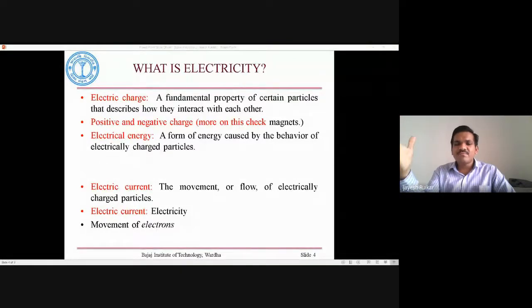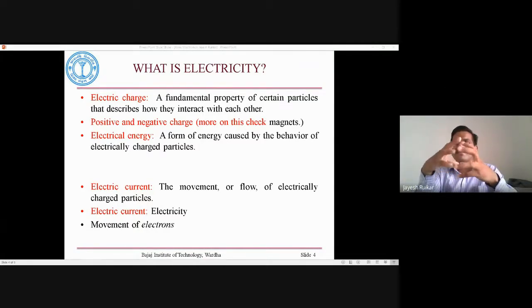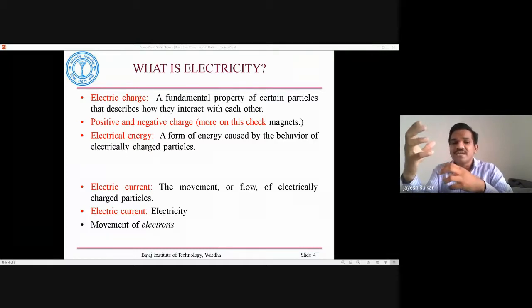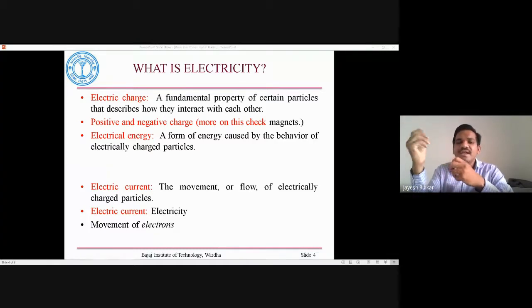So if we have particles of the same type, like positive-positive or negative-negative, they repel each other. Okay, if they are of the same type, like positive-positive, they repel each other. If they are negative-negative, they also repel each other. But if you see particles of opposite type, like positive-negative, they attract each other.